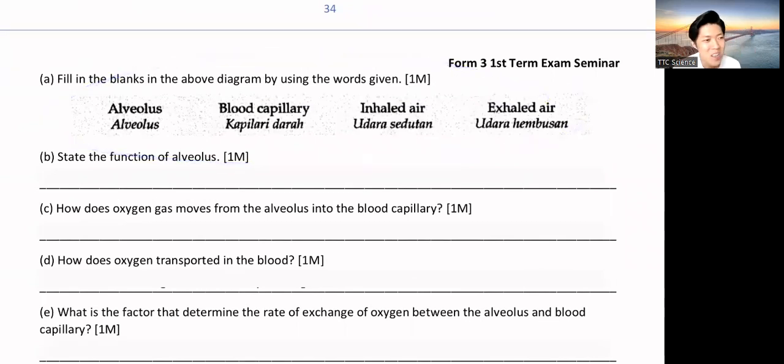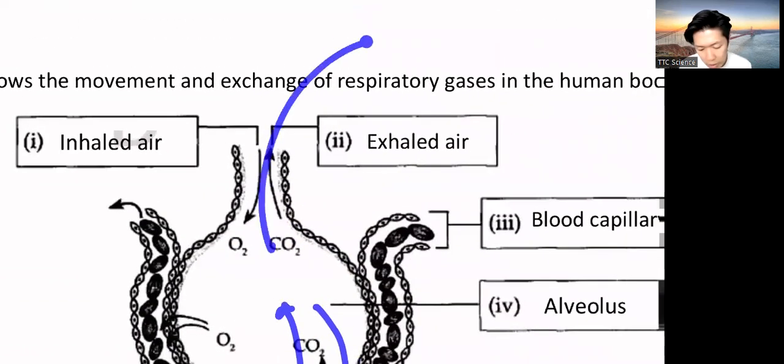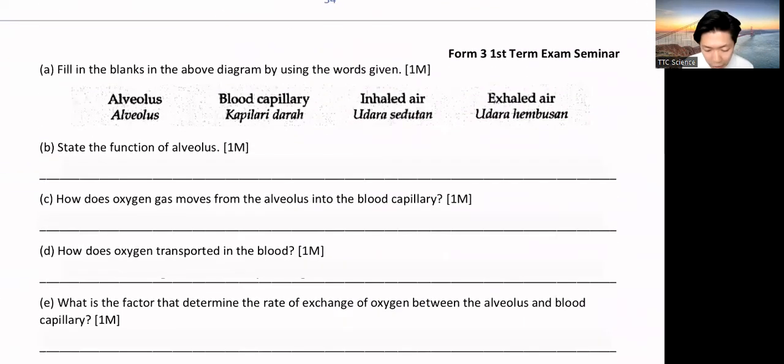Okay, next one. Functional alveoli. You know what? This is like an LRT station. People come into the station, people go onto the train, people get down at the station, people come into the station. So this is the place where diffusion happens, or gaseous exchange. A site for gaseous exchange, correct. Okay, gaseous exchange.